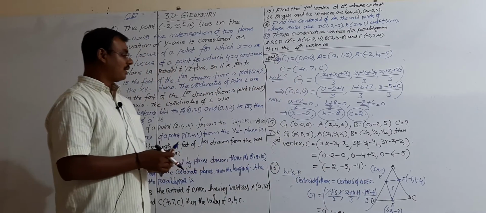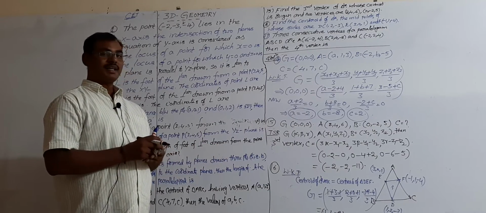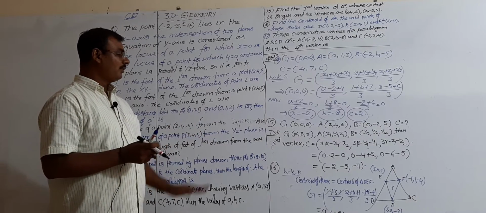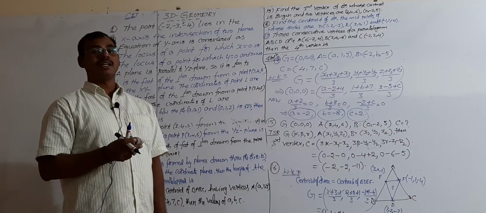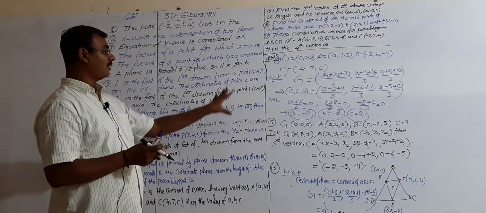Hence, the centroid of triangle ABC is (1, 1, -2). This is the centroid when the midpoints of the sides of triangle ABC are given. This is the procedure.